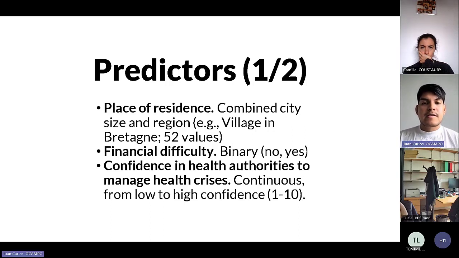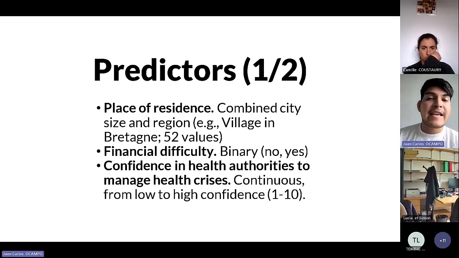First, place of residence. It's a combined city size and region. So we asked participants, what's your city size? We gave them small town, large city, with the attached numbers, more than 20,000 people and so on. And we combined that with the region they were from. That's how we got our place of residence. Some examples are a village in Bretagne or a large city in Ile-de-France. We have 52 possible values.